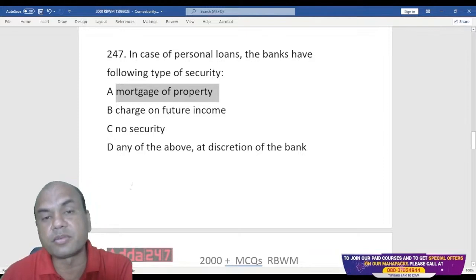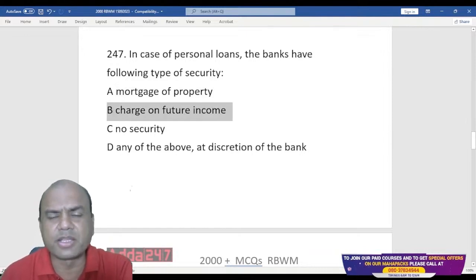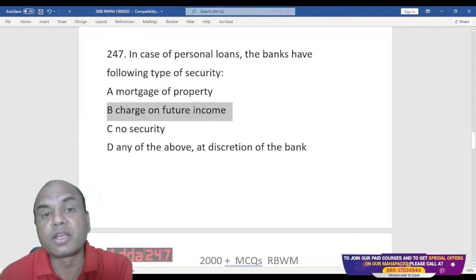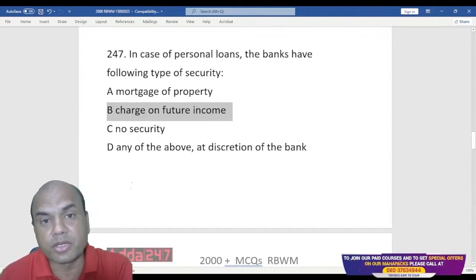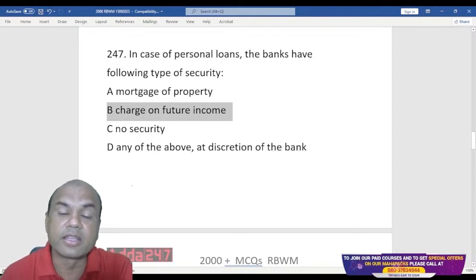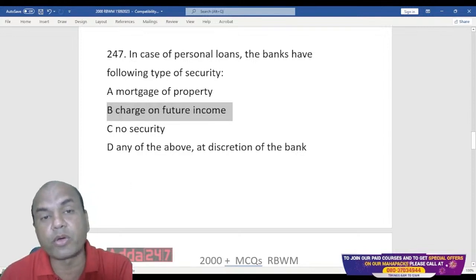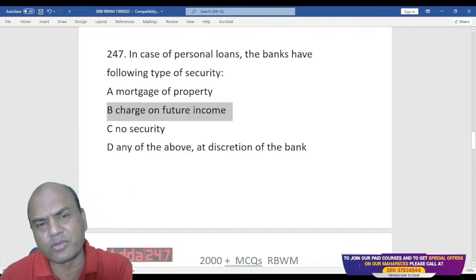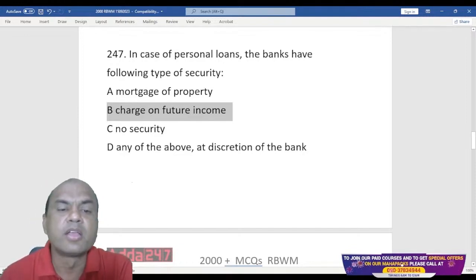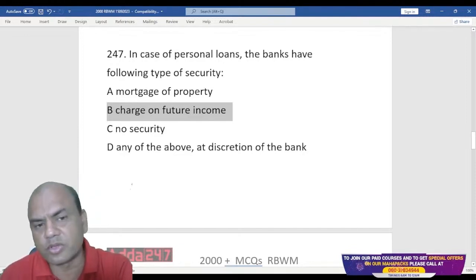Charge on future income, that is also not there. Some banks did go for this. They had a system in some nationalized banks, that you would require the company to give you in writing that they'll deduct the EMI from the salary and pass it on to you. But these things are gone now. Nobody does anything, okay? So charge on the future income, that is also not done.